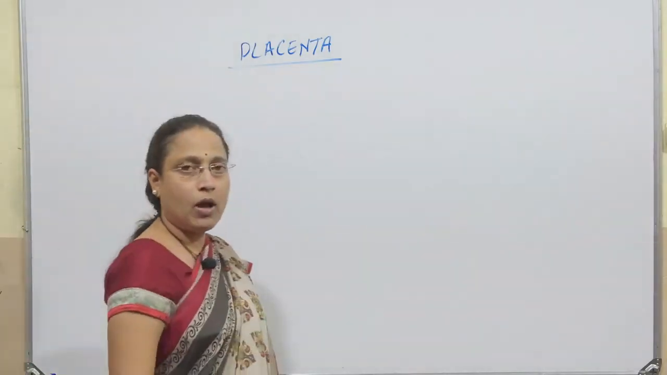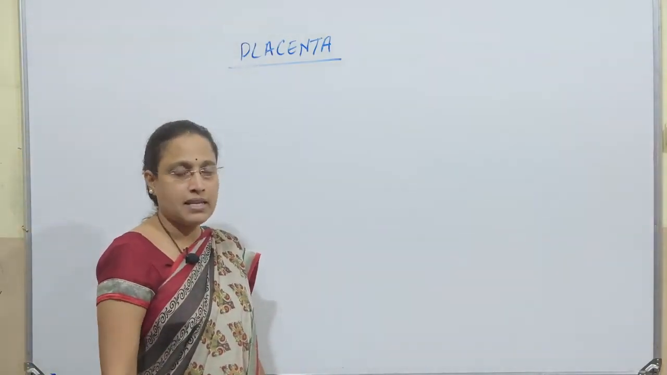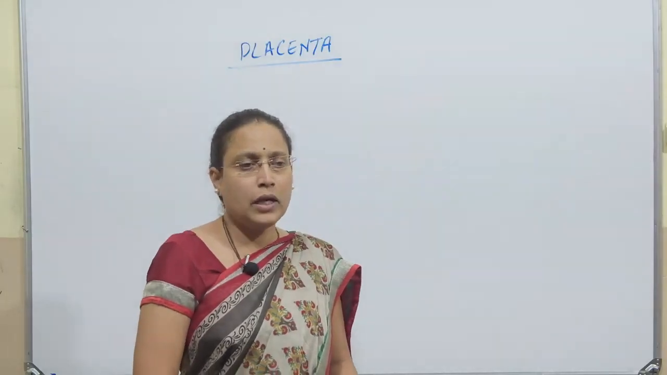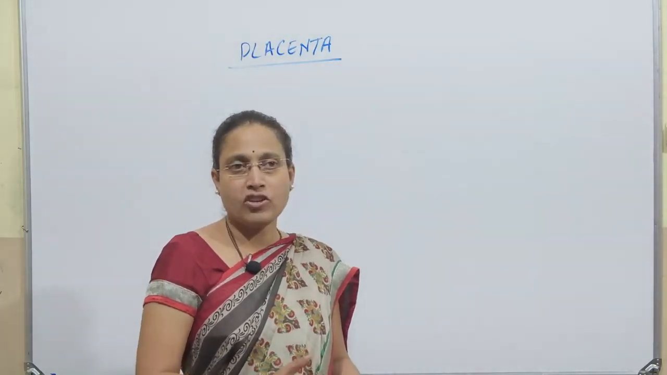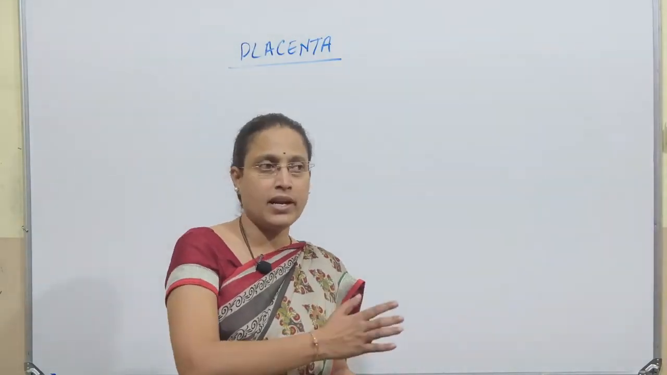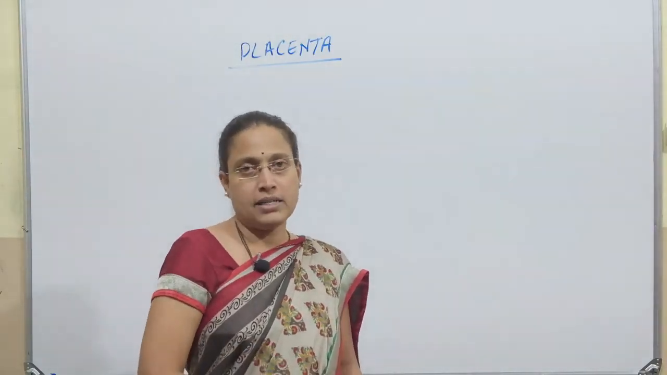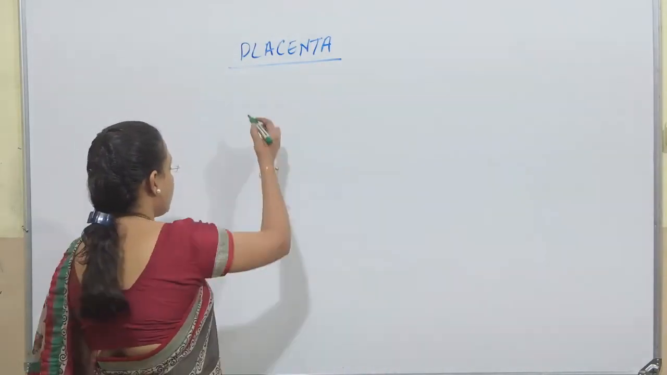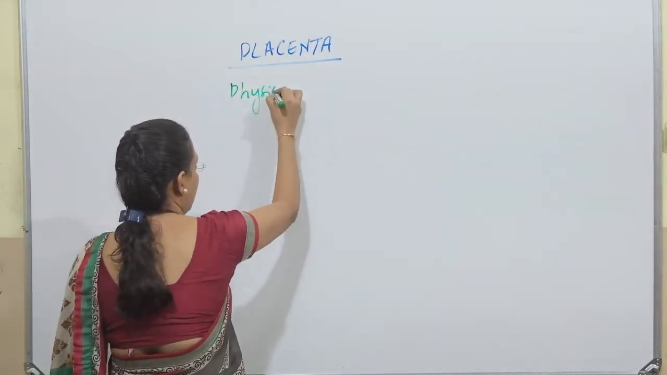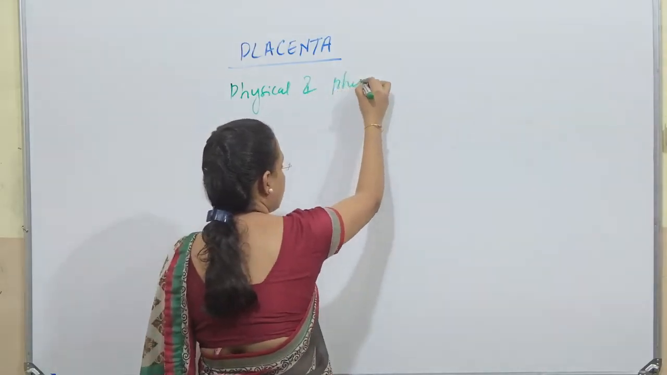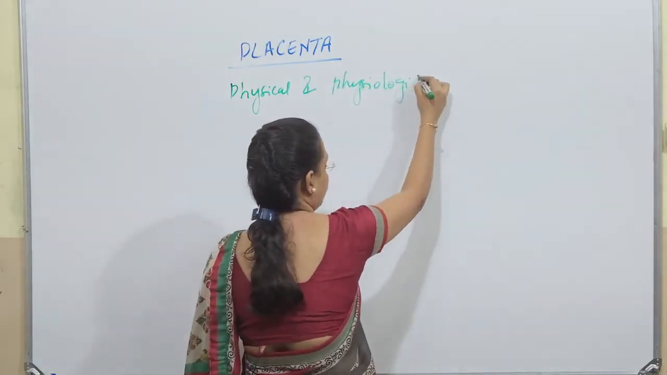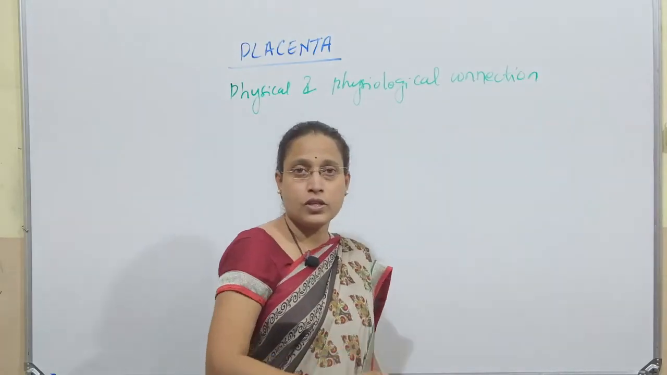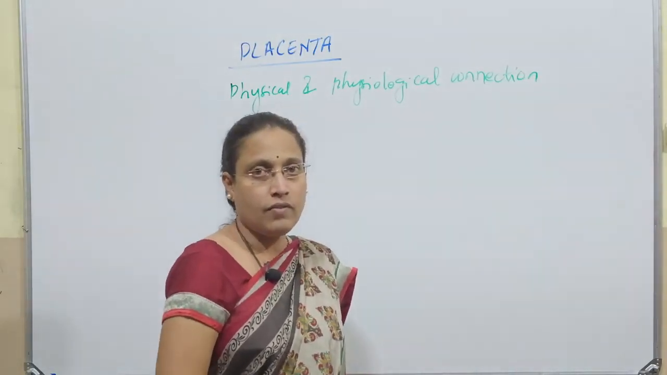Now next I am going to explain about placenta. What is placenta? It is a physical and physiological connection between mother and fetus. It means that through this placenta only, exchange of material occurs from fetus to maternal body or from maternal body to fetus. And this is acting as a barrier. So therefore, you should know that placenta is a physical as well as physiological connection between mother and fetus.